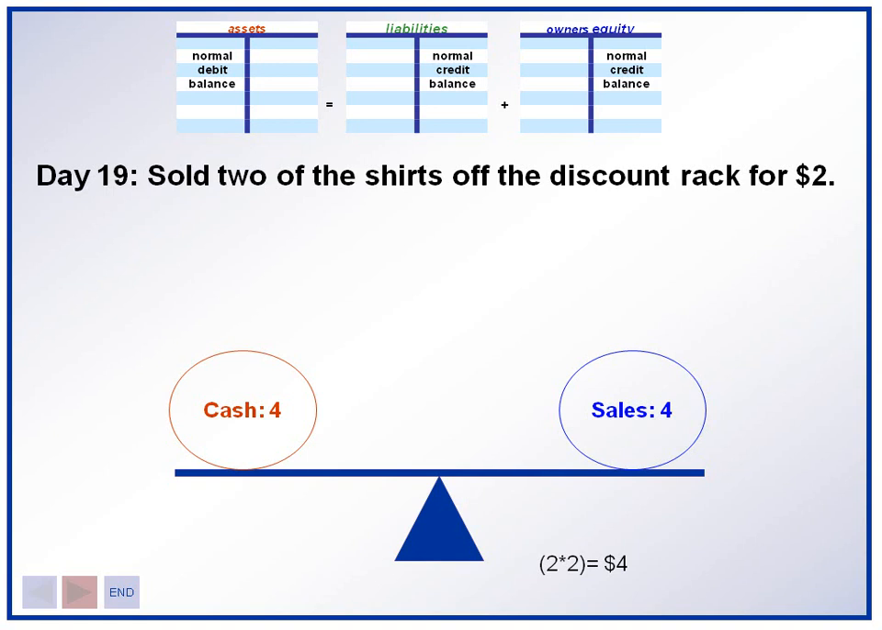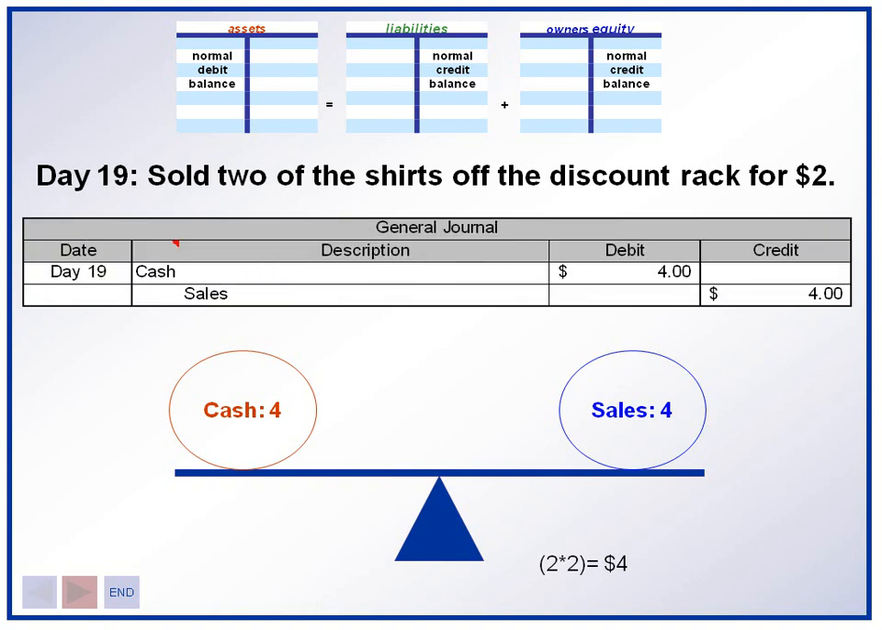On day 19, we sold 2 shirts off of the discount rack. Each shirt was priced at $2 each. The accounts affected in this transaction are cash and sales. Our cash is increased by $4, so we make a debit entry. Our sales are also increased by $4, so we make a credit entry.